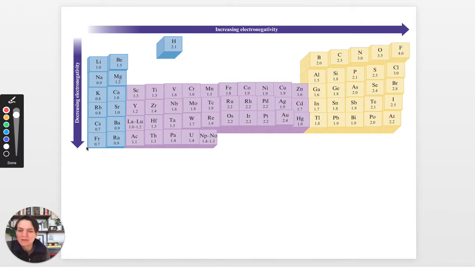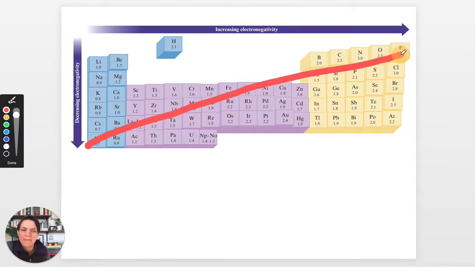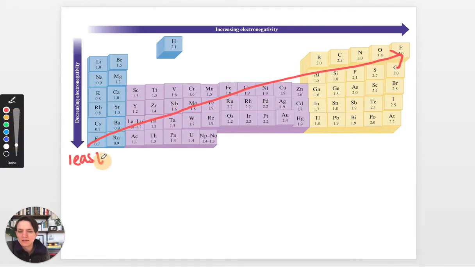I like to tell you guys that you can think of it as drawing a vector from francium to fluorine, where this would be your least electronegative, and this would be your most electronegative. Notice the noble gases are just not even here because they don't engage in bonding very readily. Okay, so we already knew this trend.